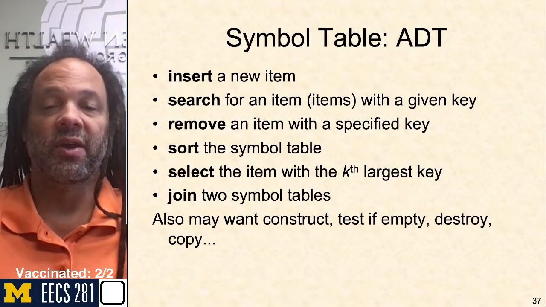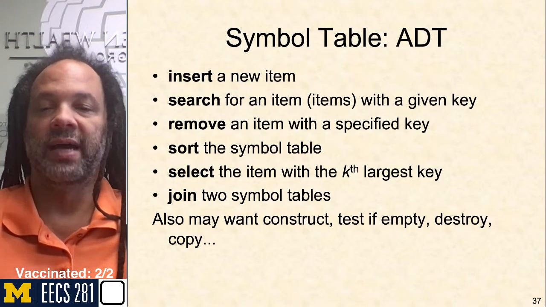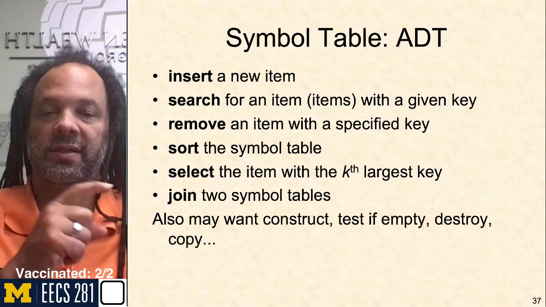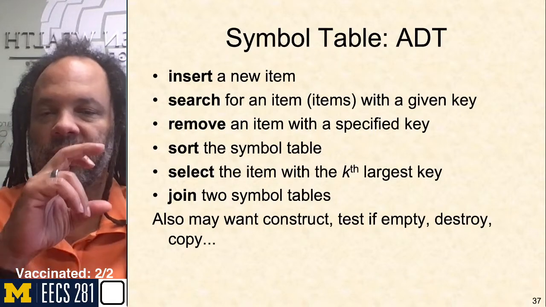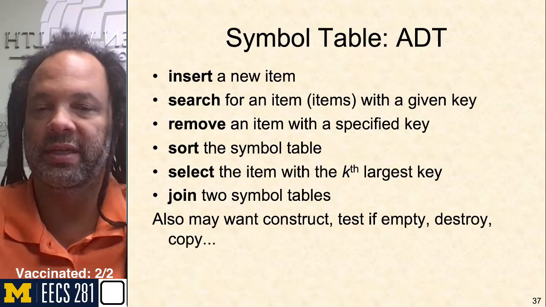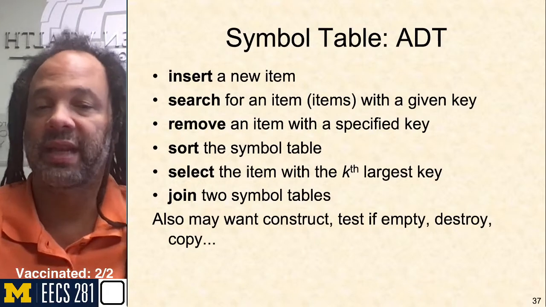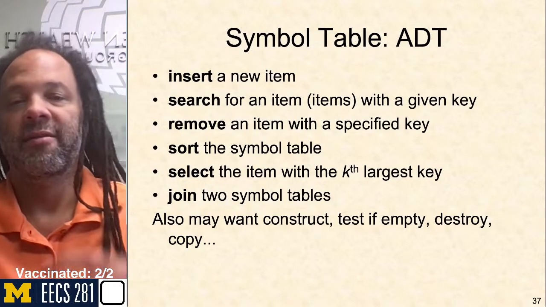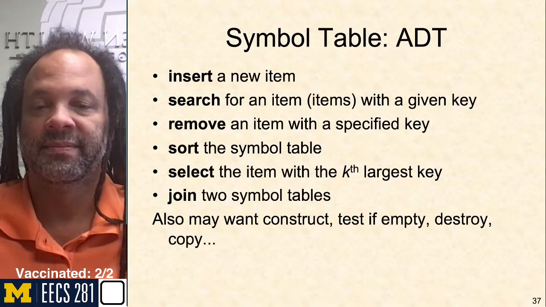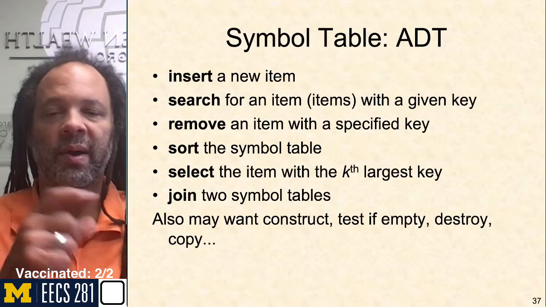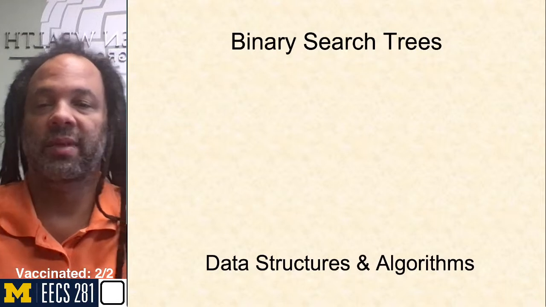After that, these other things are things that we might like to do, but might not be necessary all the time. Sort the symbol table, select an item with the kth largest key, or join two symbol tables. We had these three options as things we might do with a dictionary as well. The symbol table and the dictionary are pretty much synonymous. We have some value that lets us find a collection of data. We also want to do stuff like construct, test for empty, destroy, copy, check size, and so on.